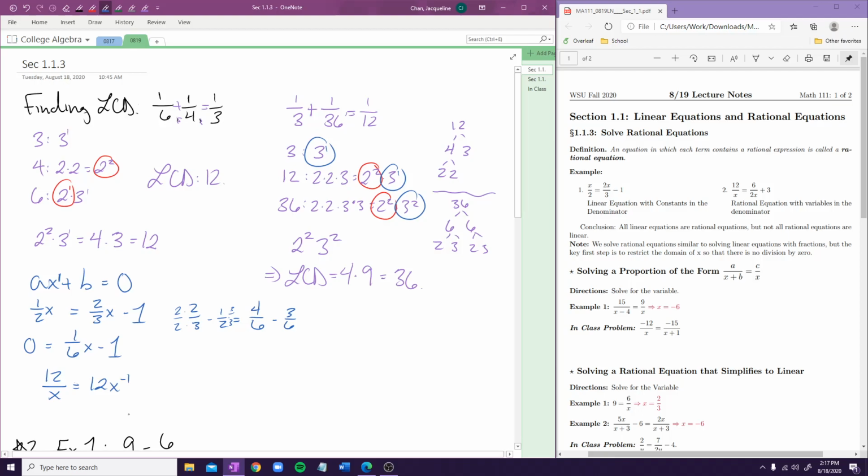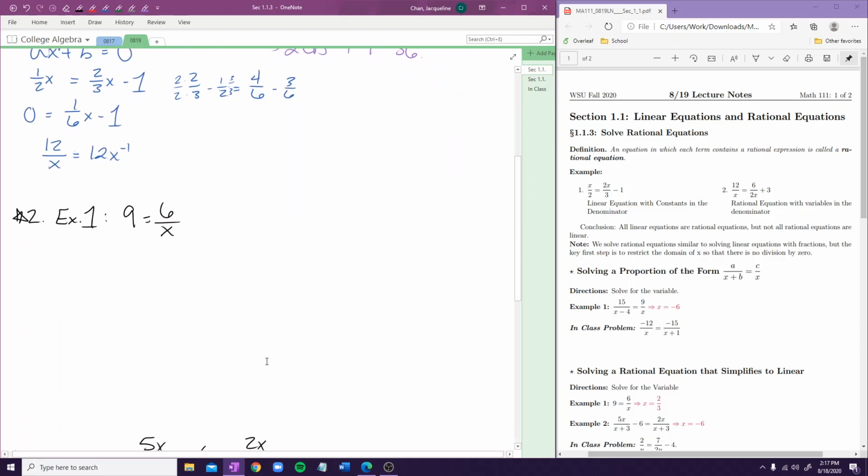So what is our conclusion? These two examples show that all linear equations are rational equations. However, not all rational equations are linear. I'll just let you think about that, and if you still have questions on Wednesday, we can talk about it. So, let's go do examples.